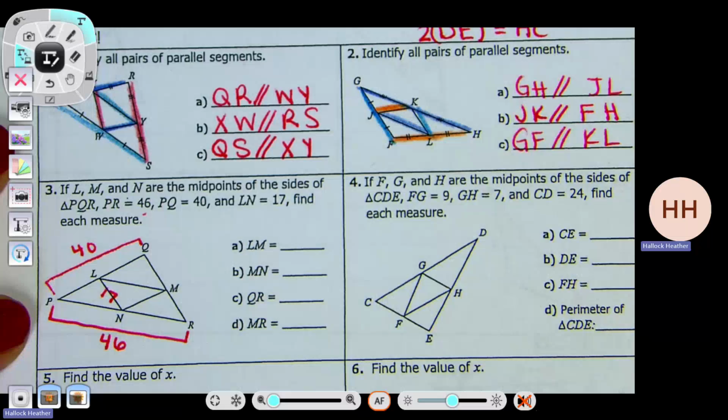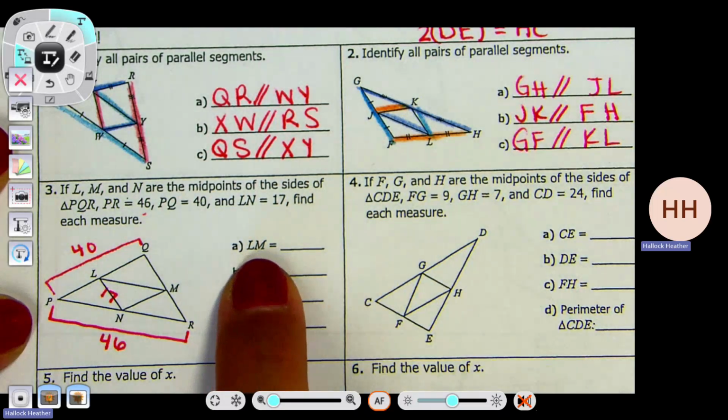So now your math is involved. The mid segment is not equal to the outside. It is half of the outside. So you're thinking you're multiplying by 2 to go out. If you're given the outside, you're cutting it in half to go in. So let's start with the first one. I need to find LM.